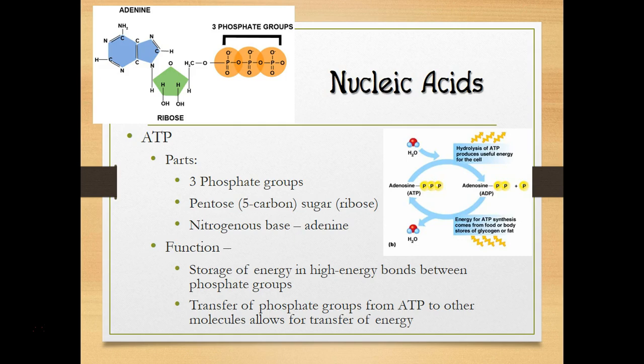We'll spend a lot of time talking about ATP when we get to cell transport and cellular metabolism later this year. For now, just recognize the basic structure, know that it's a nucleic acid, know that it's there for storage of energy, and basic parts, and that'll do for now. We'll get into more of how this works a little later this year.